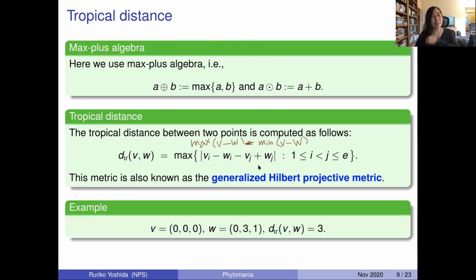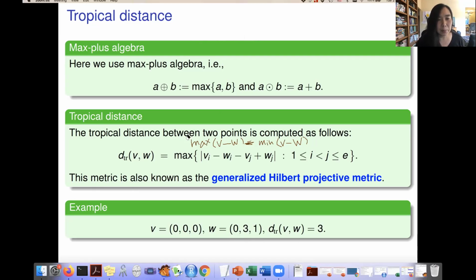All right. So this is an example where V equals 0, 0, 0 and W equals 0, 3, 1. Then you take the difference. You can take W minus V; it doesn't matter which one is first. Then the max of the difference is 3 minus the min of the difference, which is 0. So 3 minus 0 equals 3. So that's the distance. Okay, so that's the example.